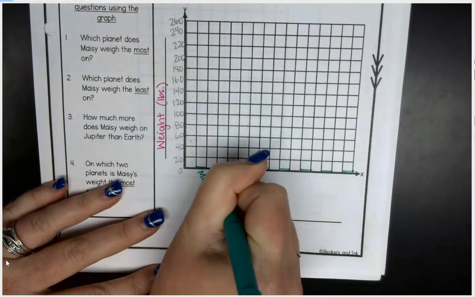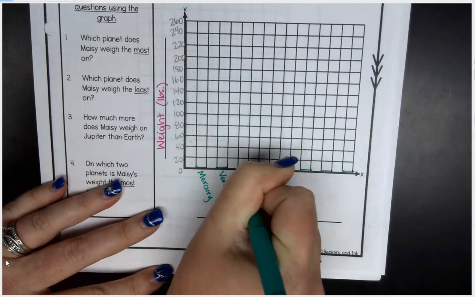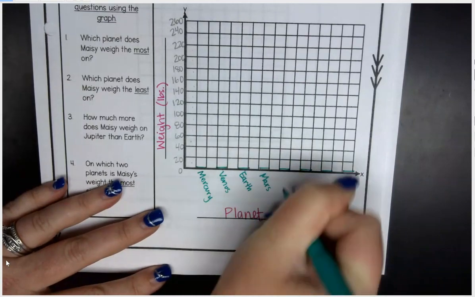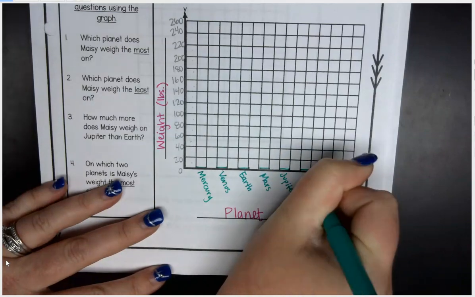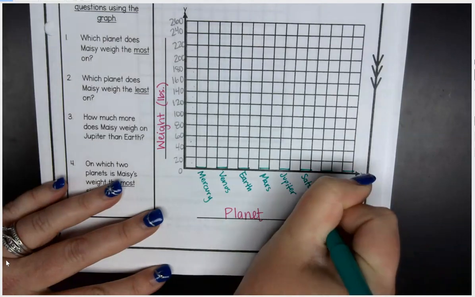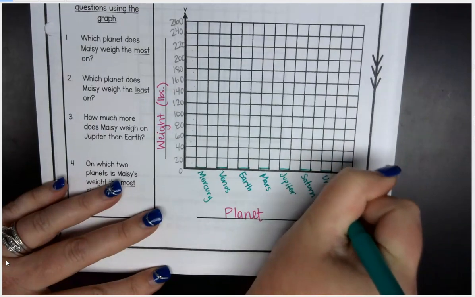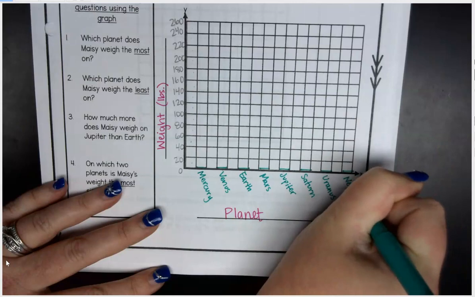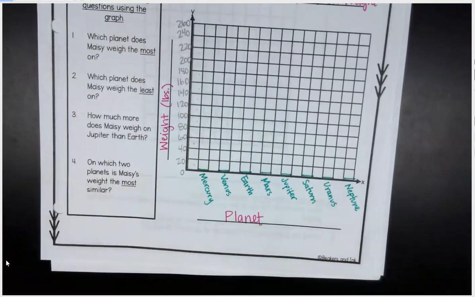Next we're going to go Venus. My most familiar planet, Earth. Mars, Jupiter, my personal favorite for literally no reason, Saturn, I forgot that word, Uranus, and we're going to round out with Neptune. So I have all 8 planets listed here.